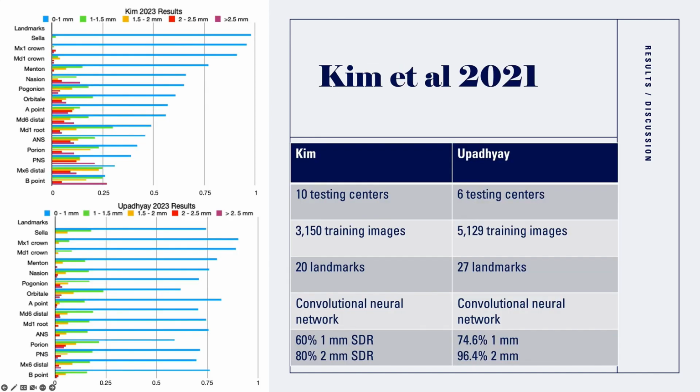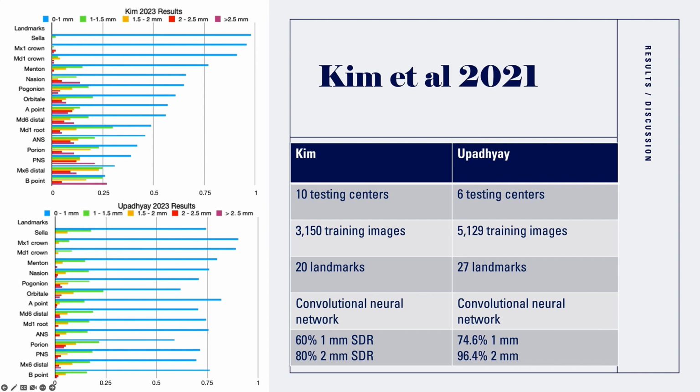The model was also compared to one proposed by Kim in 2021. This study was published after we started work on ours, but had identified similar problems in the field of automated cephalometric research, including the need for larger data sets and multi-center data acquisition. With images acquired from 10 testing centers and a relatively large training set of 3,150 images, their model is the closest known comparison to our model, which was developed on images from 6 testing centers and used over 5,000 images in its training set. Overall, their model looked at 20 landmarks and had a 56.6% successful detection rate within 1 millimeter, while ours was at 75% for our 27 landmarks.